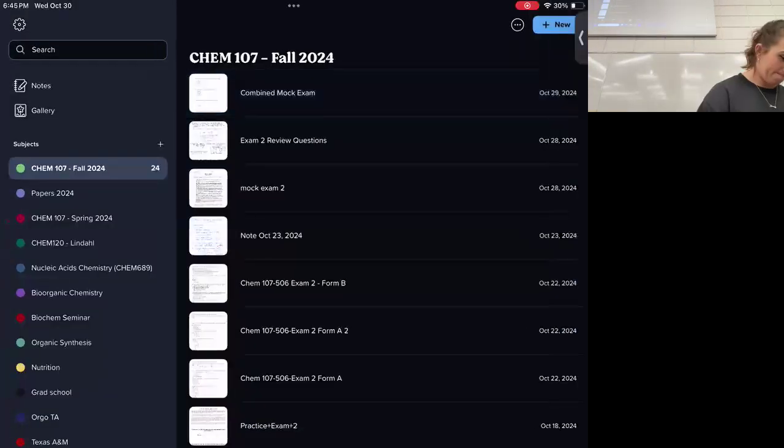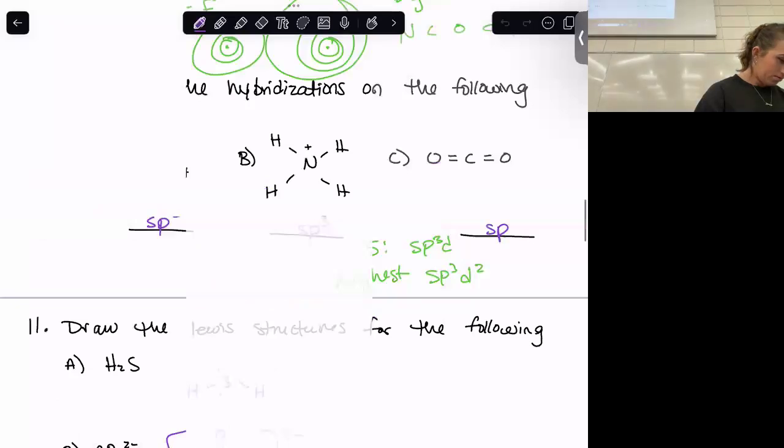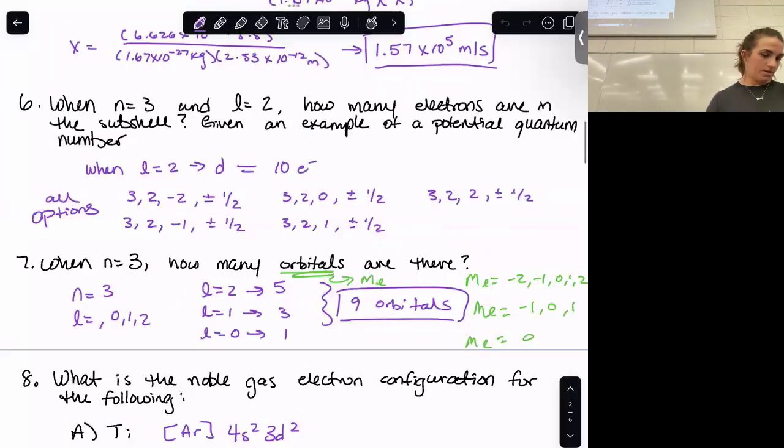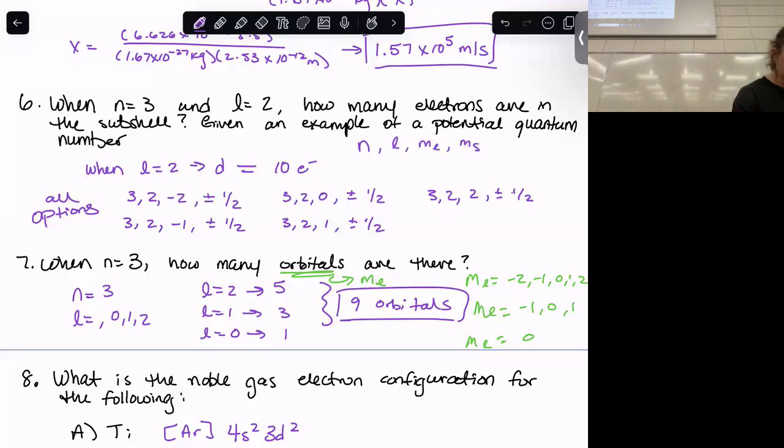You said 6 from mine? Yep, so when we were looking at 6, we said when n is 3 and L is equal to 2, how many electrons are in the subshell? And then give an example of the potential quantum number. So the subshell here is indicated by the letter L. We know that n has to equal 3, and we know that L has to be 2.